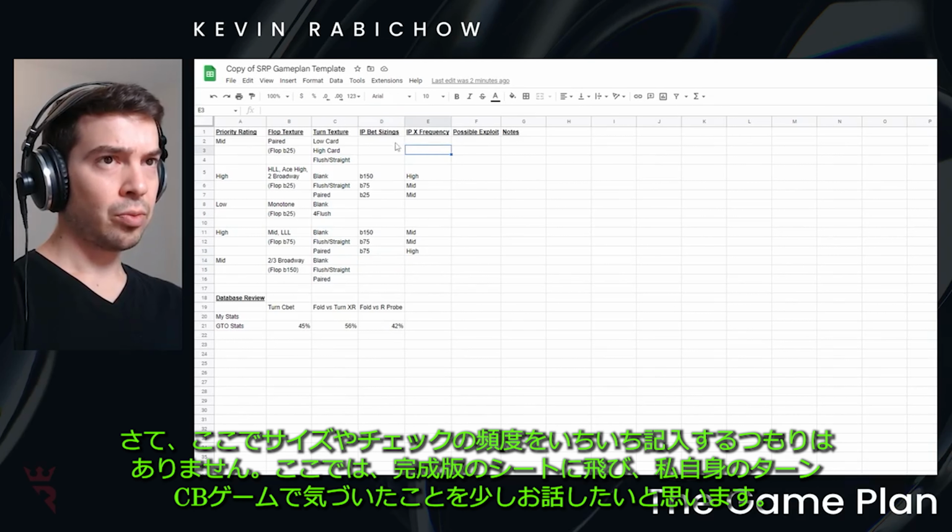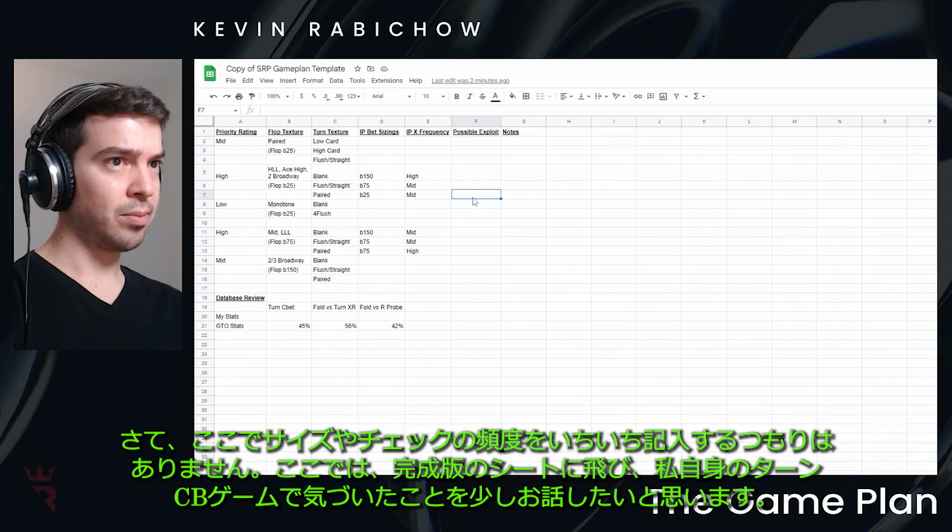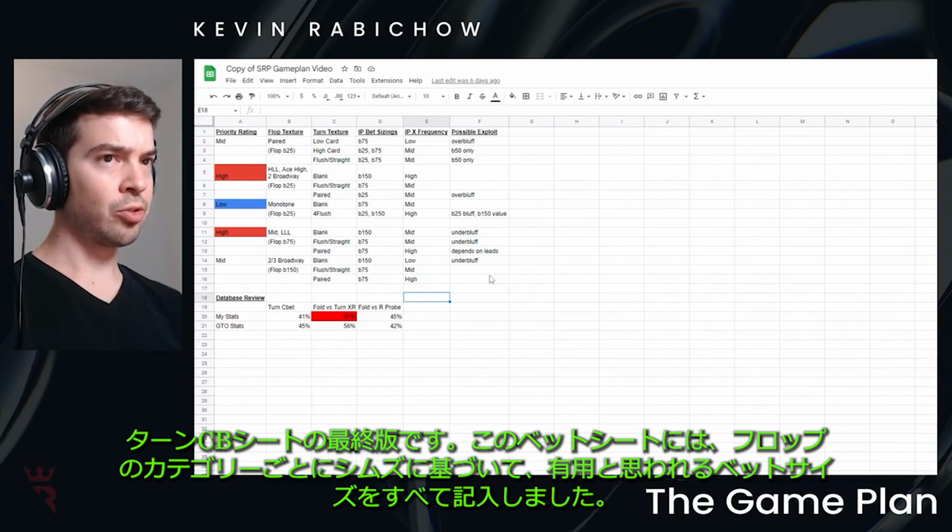So I'm not going to go through filling in every single sizing and check frequency here. I am just going to skip at this point to the completed version of the sheet and talk a little bit about what I noticed in my own turn c-betting game. So here I've got the final version of the turn c-bet sheet, where I filled in all the bet sizes that I thought were useful based on this set of sims for the different categories of flops.